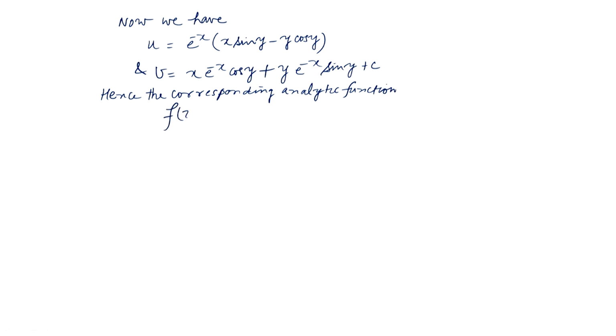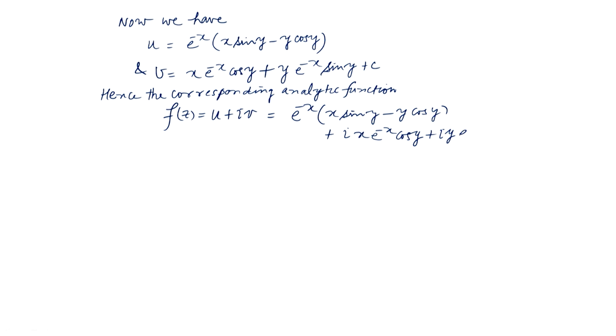f(z) equal to u plus iv is equal to e to the power minus x into (x sin y minus y cos y) plus i into (x e to the power minus x cos y plus y e to the power minus x sin y) plus i into c. Okay.